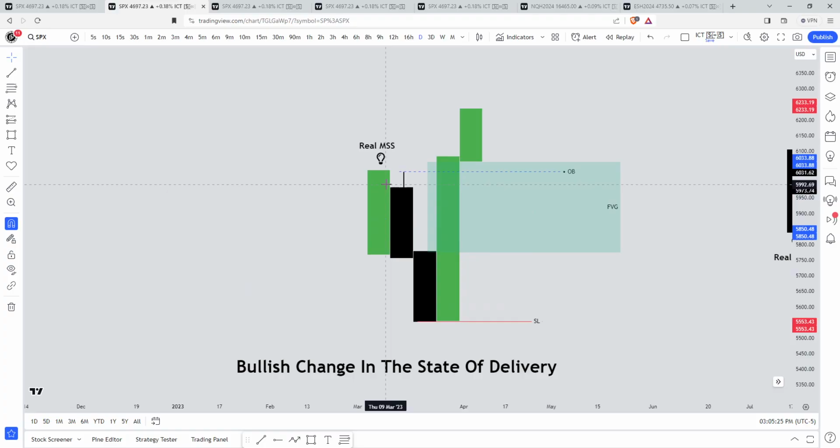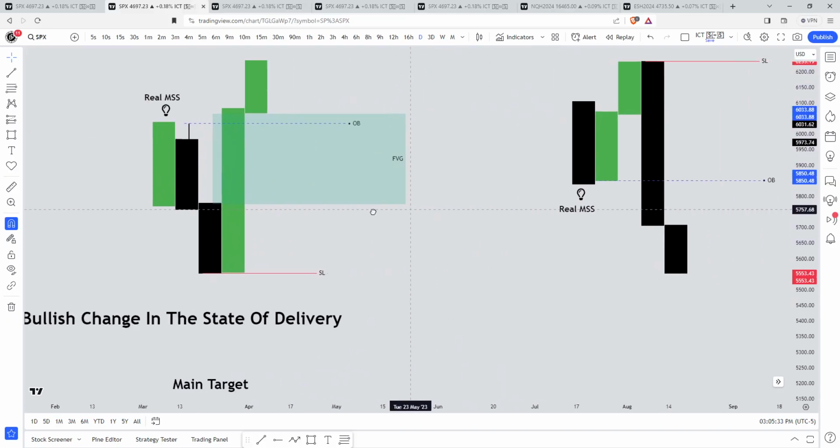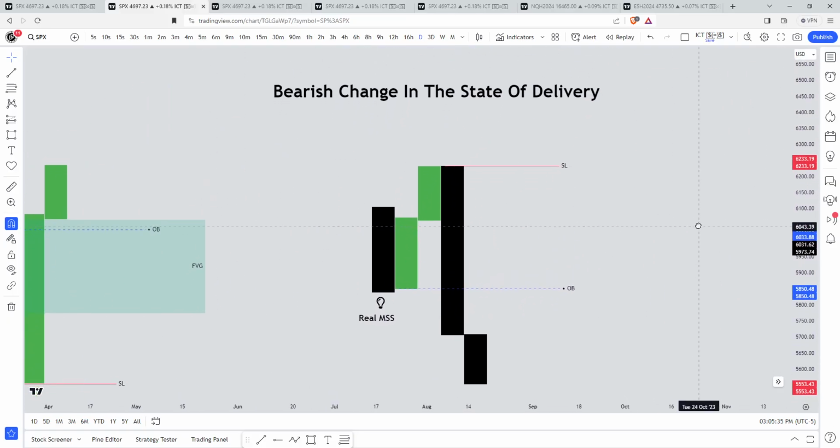Now, what if there was 3 down close candles here? Then I'd mark out the highest point of the 3. What if there's 1? I'd mark out the highest point of the 1. So we're going to dive into the bearish example now.